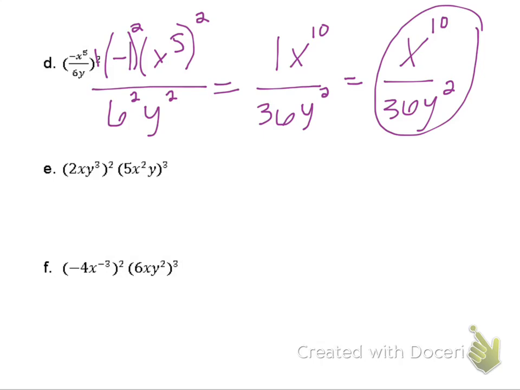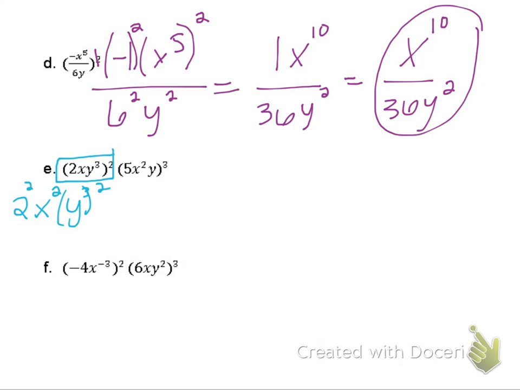Alright, next example. We're going to put this all together here. So we're going to first look at this one and distribute the squared. So I have a 2 that I'm going to square, I have an x that I'm going to square, and I have a y cubed that I'm going to square.